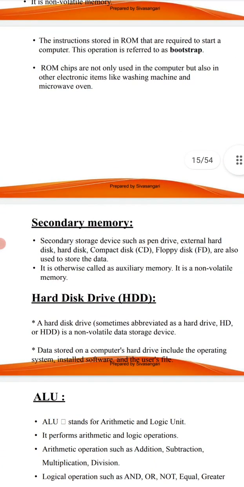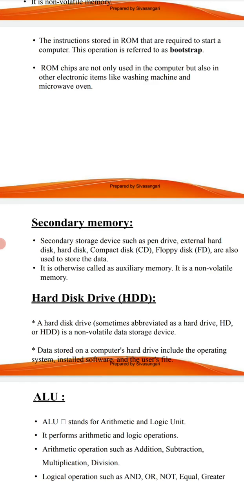Next one is secondary memory. Secondary storage devices such as pen drive, external hard disk, compact disk, floppy disk are used to store the data. Secondary memory is otherwise called auxiliary memory. It is also a non-volatile memory.